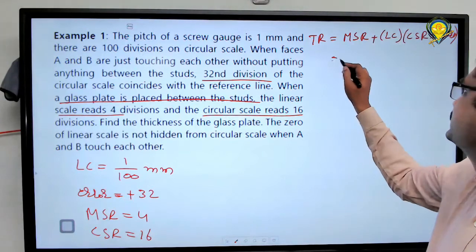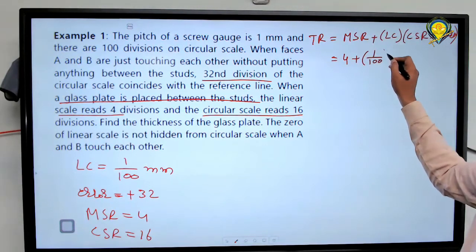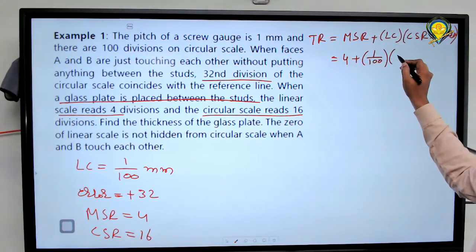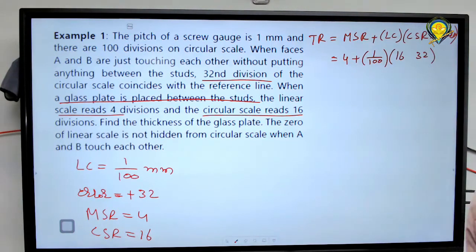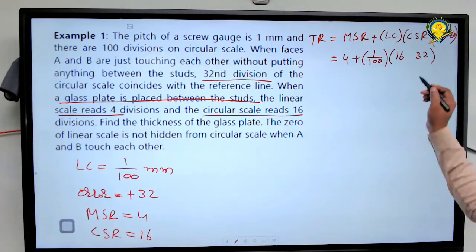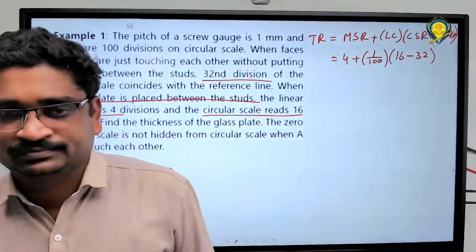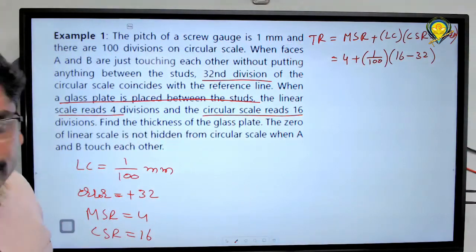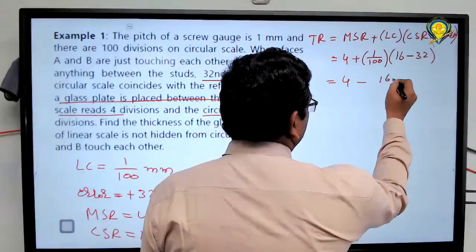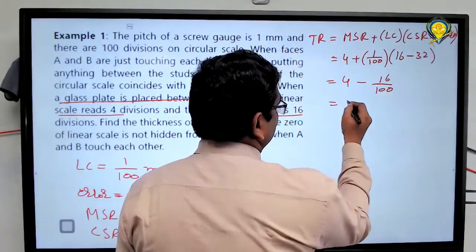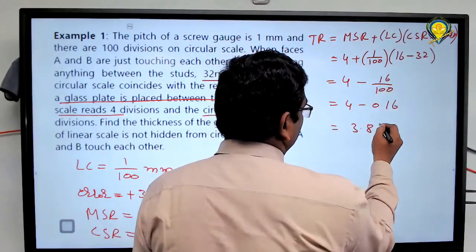Substitute values. Main scale reading 4 plus least count 1 by 100 into circular scale reading 16 and error 32, plus or minus we need to put minus sign. Positive error means we need to subtract, minus sign. Now 16 minus 32 minus 16. So 4 minus 16 by 100. So 4 minus 0.16 that equal to 3.84.